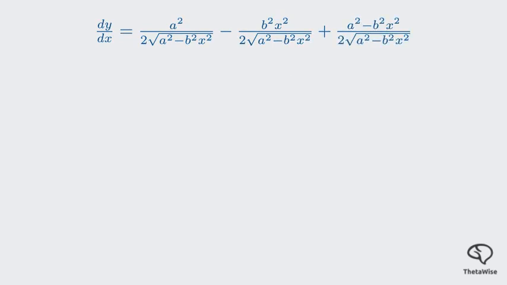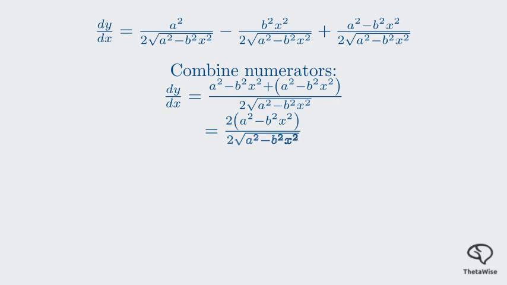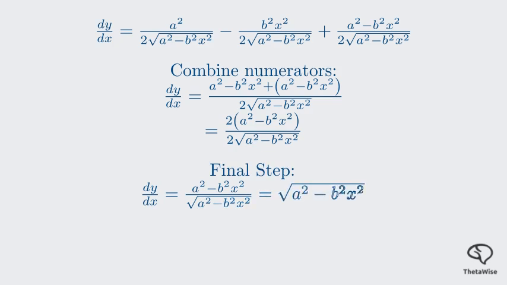Since all three terms have a common denominator of 2 times the square root of a squared minus b squared x squared, we can combine their numerators. The numerator becomes a squared minus b squared x squared, plus the quantity a squared minus b squared x squared. Adding these gives 2 times the quantity a squared minus b squared x squared. The 2 in the numerator and denominator cancel out. We are left with a squared minus b squared x squared over its own square root. Remember that a number over its own square root is simply the square root of that number. So, our final answer is the square root of a squared minus b squared x squared. This matches the expression we were asked to prove. We have successfully verified our answer using the memo.